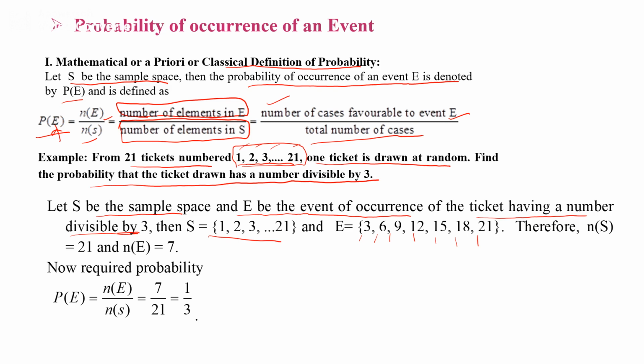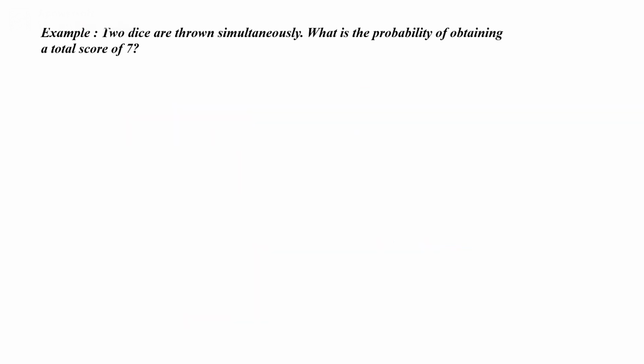Here the number of elements in S, the sample space, is 21, and the number of elements in the event is 7: 1, 2, 3, 4, 5, 6, 7. So the probability of the ticket drawn having a number divisible by 3 is 7 by 21, that is 1 by 3. So it's very simple.